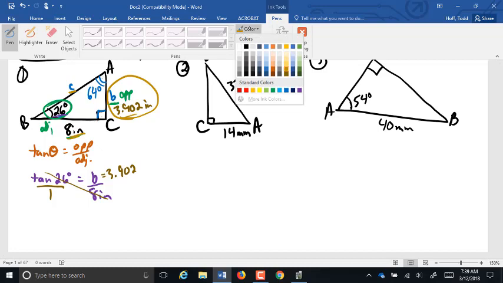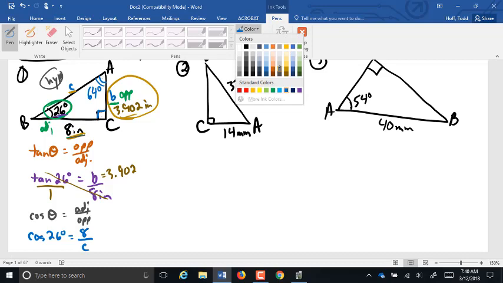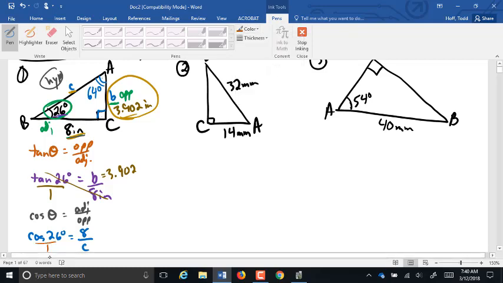Well, C is which side of this triangle? Careful. It is the hypotenuse. It's adjacent to the angle, but it is the hypotenuse. So we have the hypotenuse is what we're looking for, and we have the adjacent side. That makes up cosine. Cosine of theta is adjacent over hypotenuse. So I put in the information. I've got the angle of 26 degrees. The adjacent side is the 8, and the hypotenuse is side C, what we're looking for. I put that over 1.